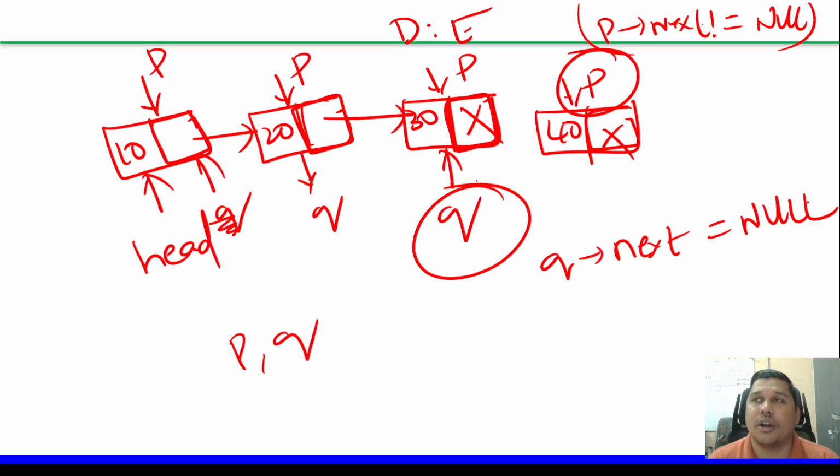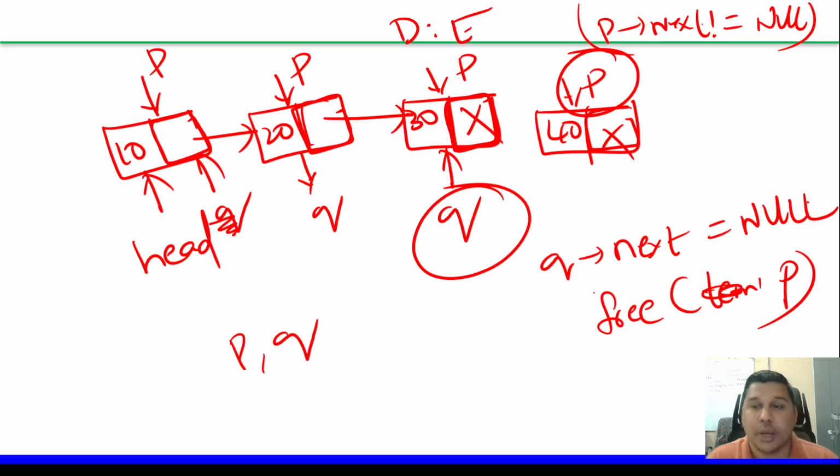This link is gone. And write free of P. It means you are deleting this completely from the memory. So your list becomes very small like this. Okay, so this way we delete an element at the end of a single linked list.